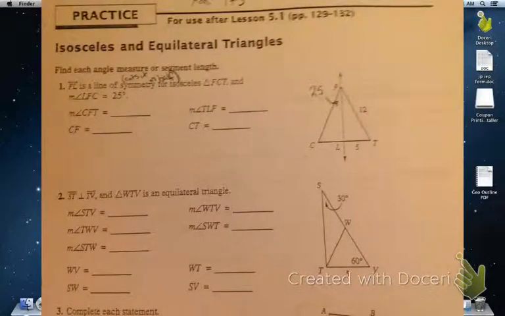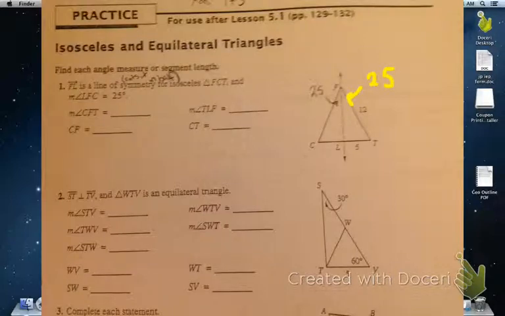So, let's see. On problem number 1, they tell you that FL is a line of symmetry, and as I noted, that just means that it cuts it in half. So it's pretty much meaning that it splits your vertex angle of the isosceles triangle in half. They gave you that LFC is 25. Now, if that line is splitting it in half, that means it's also 25 on the other side.